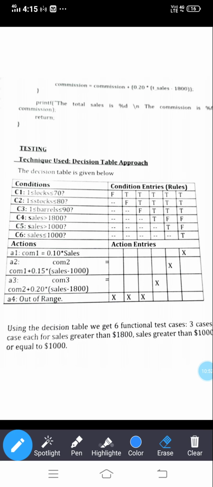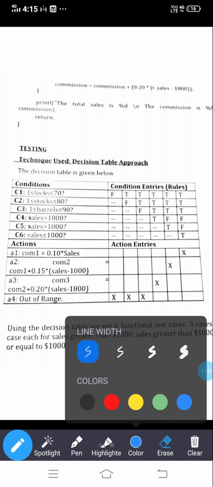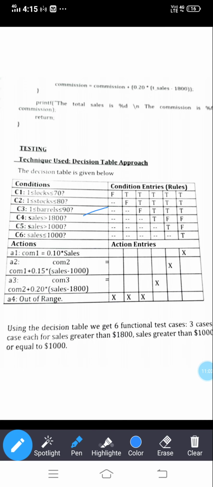That is, the number of locks that are going to be manufactured are between 1 and 70. Number of stocks are between 1 and 80, which is shown here. Number of barrels are between 1 and 90. These 3 conditions, C1, C2, C3, you have to write. Then you have to check how much commission you're going to give. If sale is above 1000, what you're going to give. If sale is above 1800, how much commission. If sale is below 1000, what commission. So totally there are 6 conditions for this program.